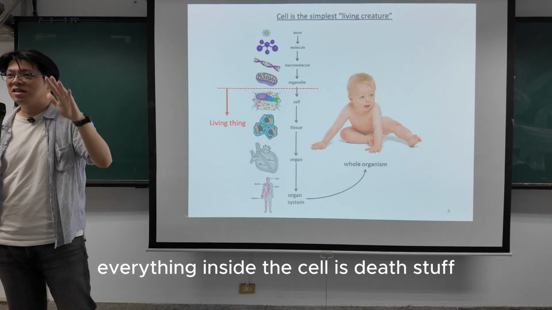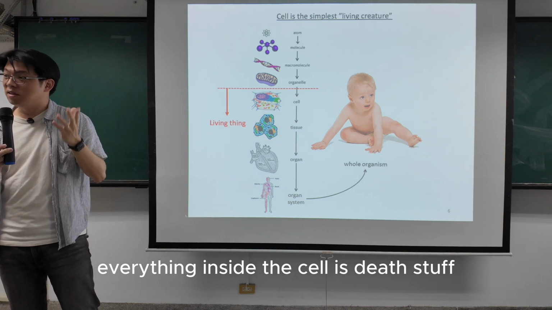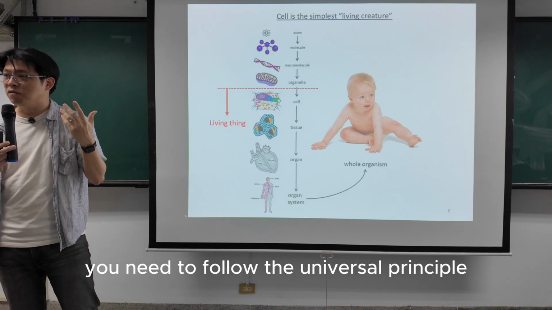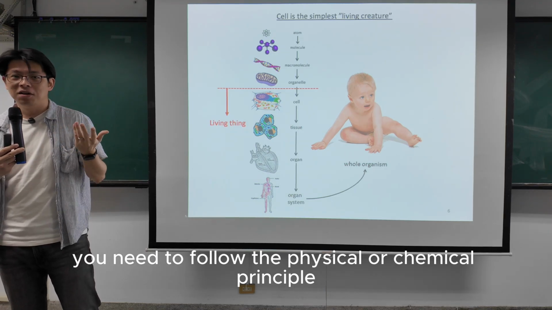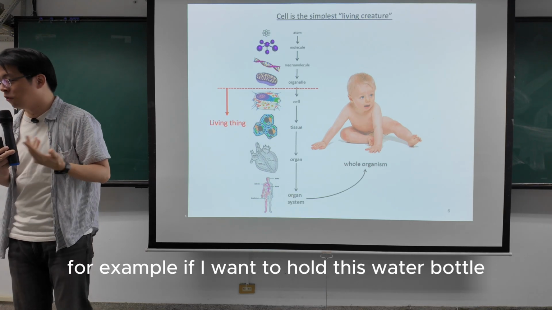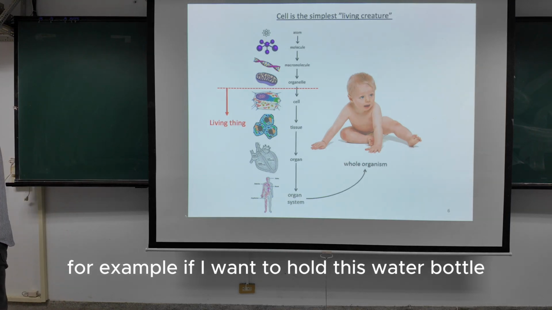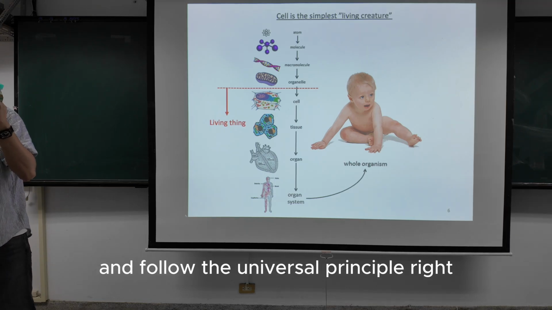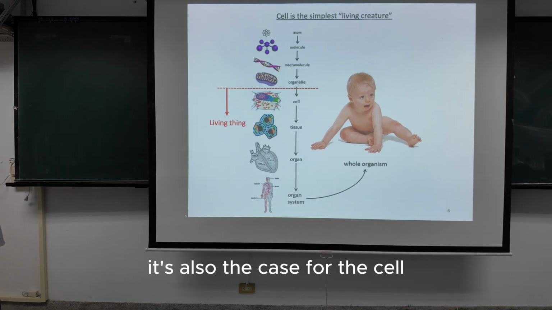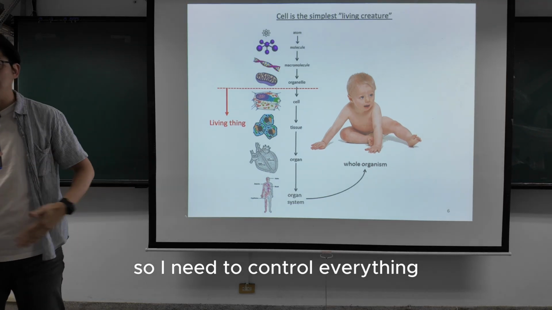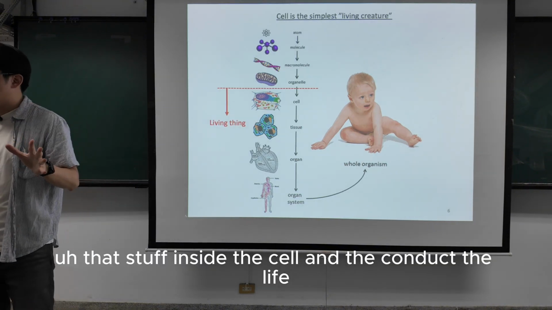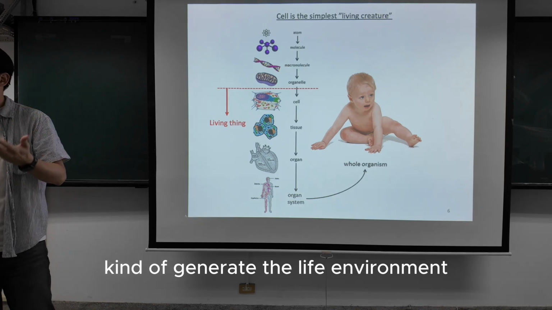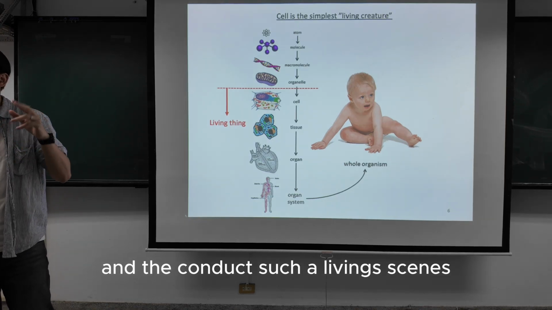Moreover, everything inside the cell is dead stuff. If you want to control the dead stuff, you need to follow the universal principle, the physical or chemical principle. For example, if I want to hold this water bottle, I need to use my hand and follow the universal principle, right? It's also the case for the cell. The cell needs to control everything, the dead stuff inside the cell, and generate the living environment and conduct such living things.